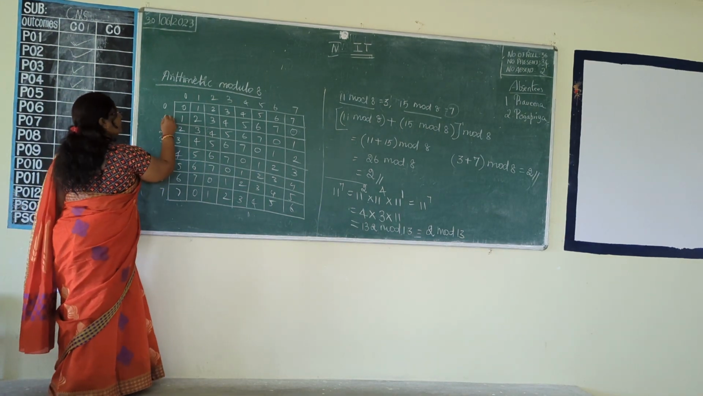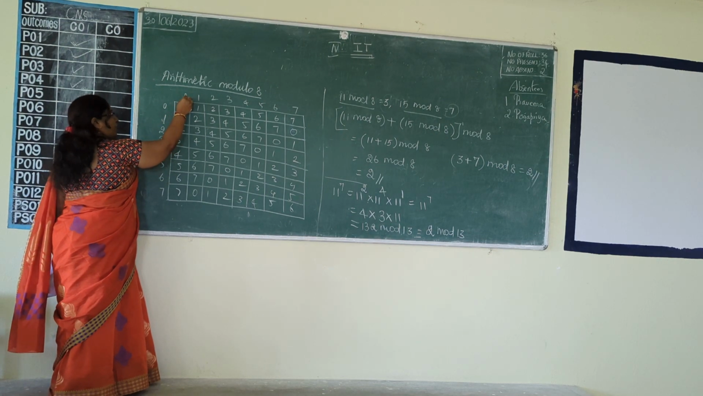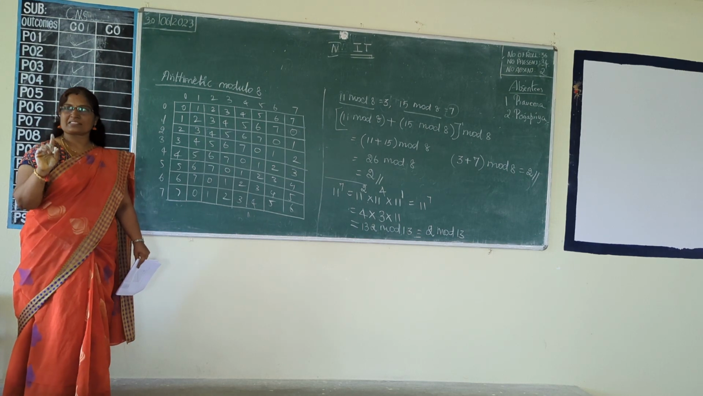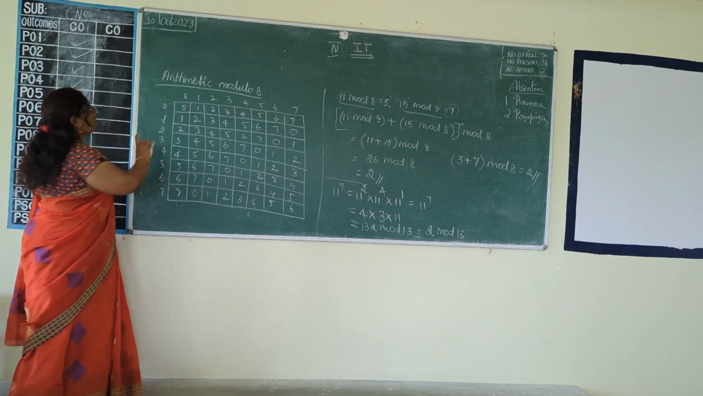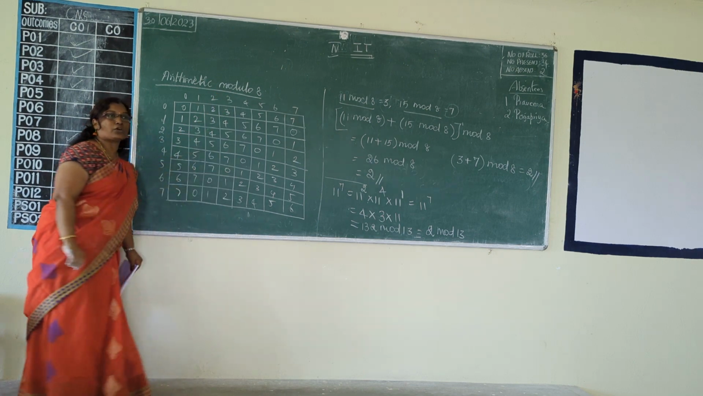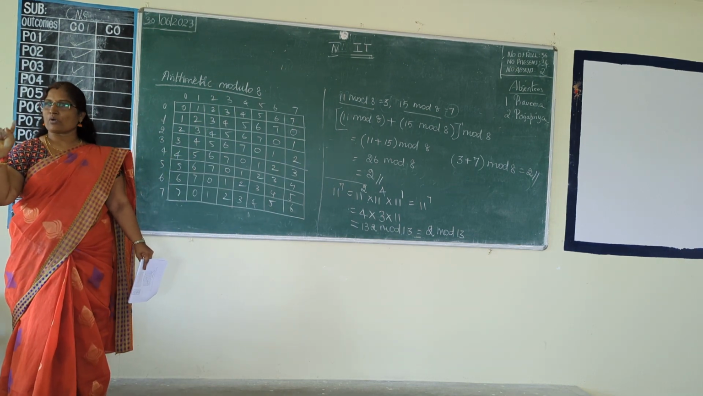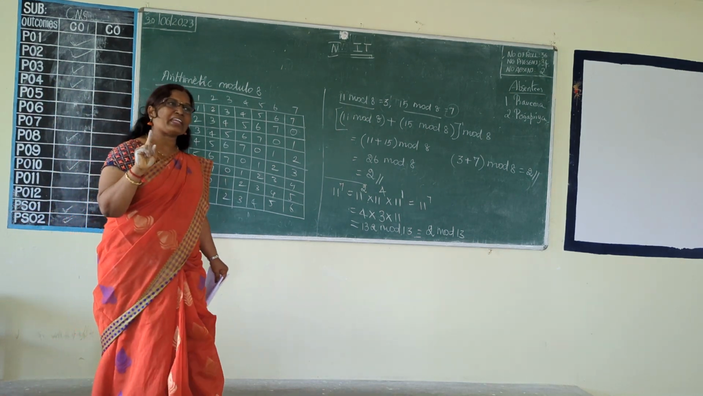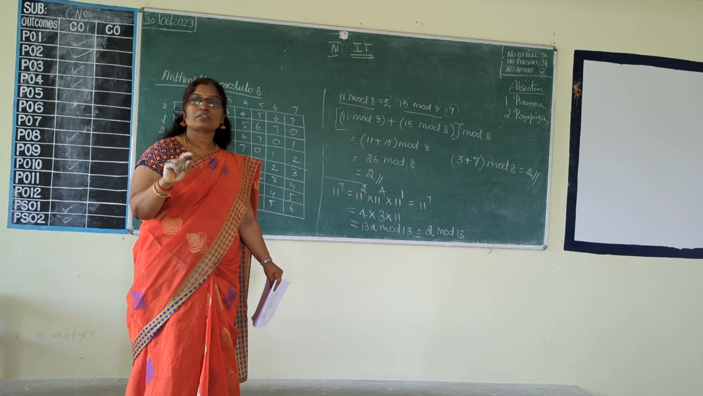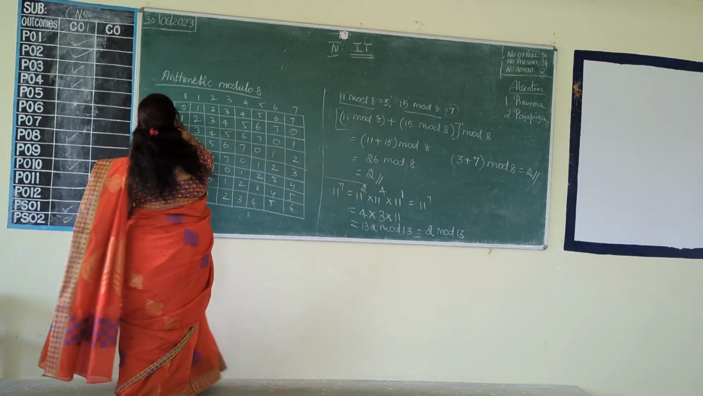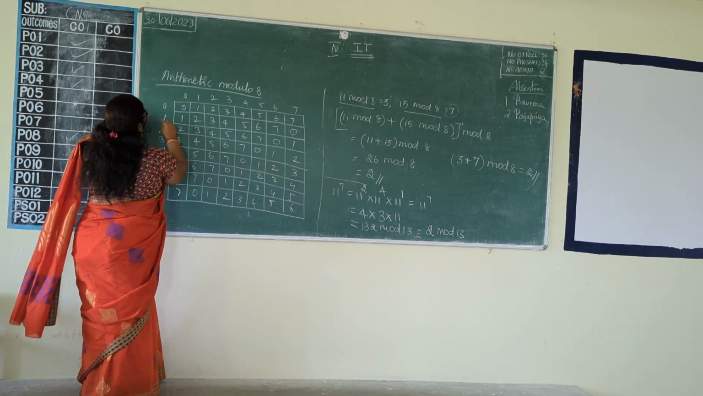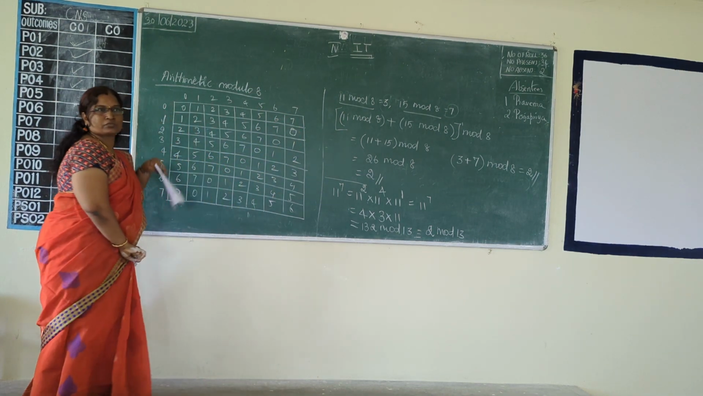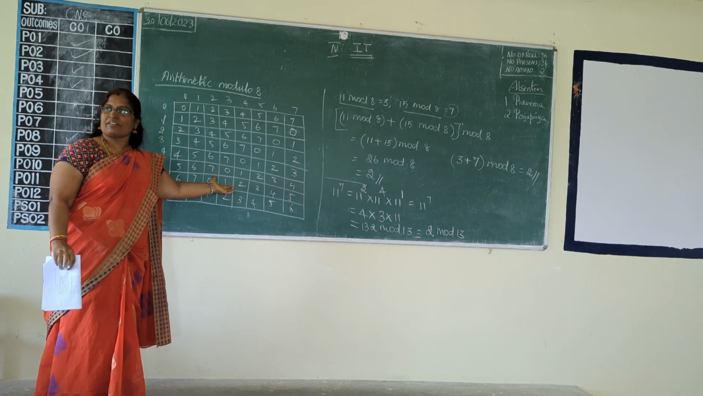See now, when you are adding 1 with 0, mod 8, the answer will be 1. 1 plus 0 mod 8 is equal to 1. 1 plus 7 mod 8 is equal to 0. So this table will give you all the values.